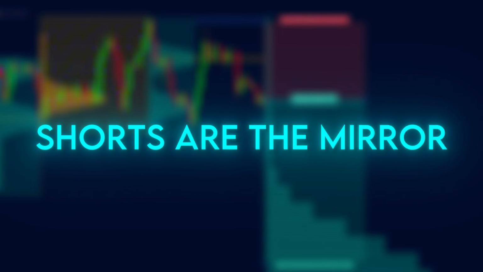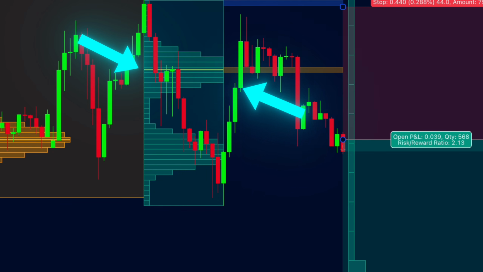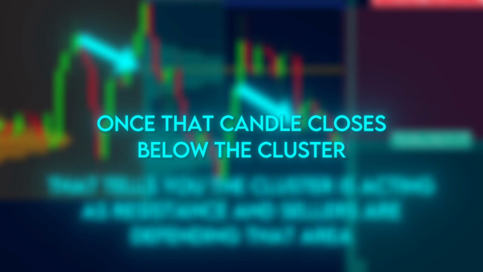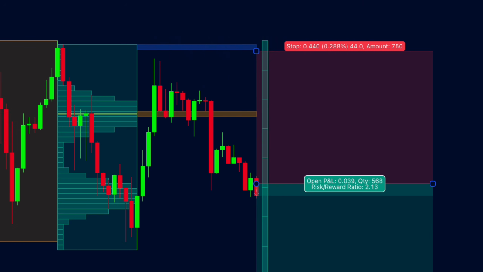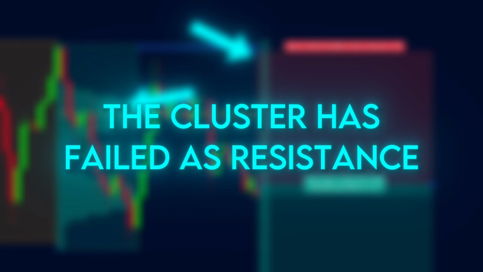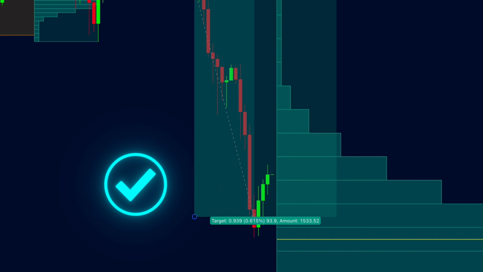Short setup. Shorts are the mirror. Look for price to be below a strong cluster, one that looks thick and meaningful on the chart. Price should retrace up into that cluster. Now watch how price behaves as it gets there. If you see a bearish candle that closes below the cluster, that tells you the cluster is acting as resistance, and sellers are defending that area. Once that candle closes below the cluster, take your short entry. Place your stop loss just above the top of that cluster, because if price gets above it, the cluster has failed as resistance. Your take profit is the next strong cluster below, or the next structural low you see.